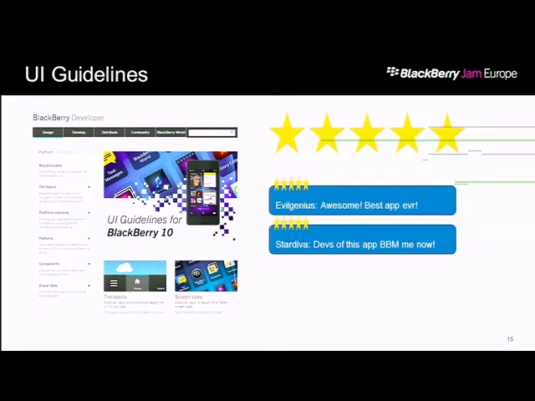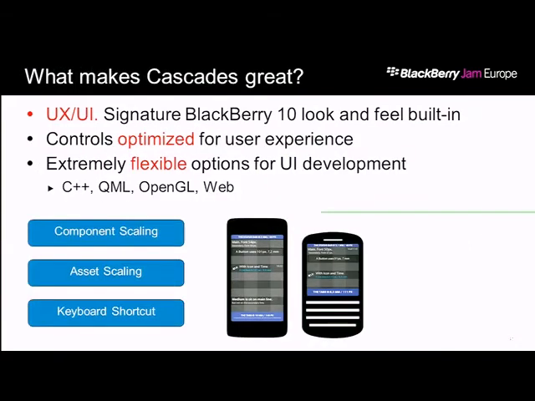And I think applications that follow the UI guidelines really are well reviewed and well received by the public. So what makes Cascades so great? I've already touched upon it briefly. Well, the signature controls that you have built in for you, and it's also highly optimized. Unlike other frameworks, Cascades was built with speed in mind, and I'm going to discuss where that speed comes from a little bit later.